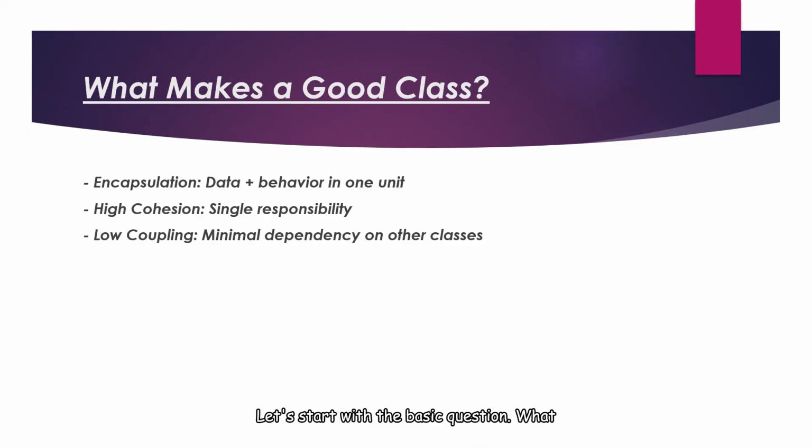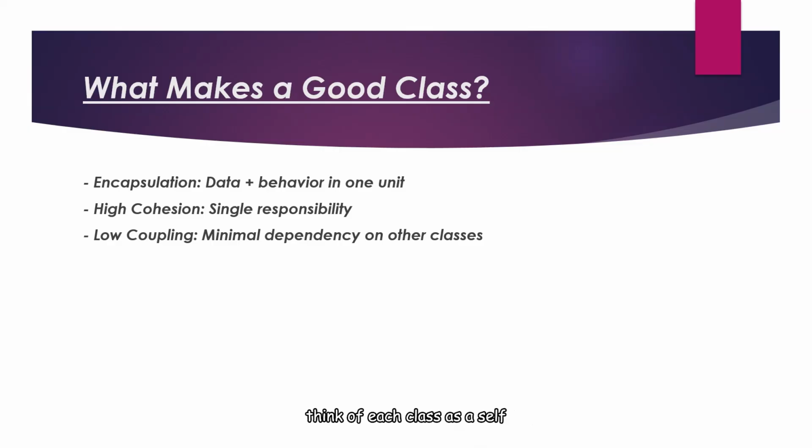Let's start with the basic question: what exactly makes a good class? A good class encapsulates both data and behavior in a logical, self-contained unit. It should not just hold state, but also define how that state changes. It should have high cohesion, meaning it should only do one logical job. This makes it easier to understand and modify. It should also have low coupling, meaning it does not depend heavily on the internal workings of other classes. The less your class knows about others, the easier it is to change, reuse, and test in isolation.